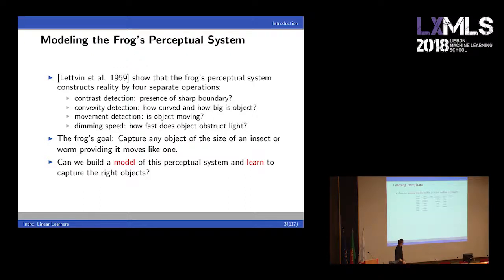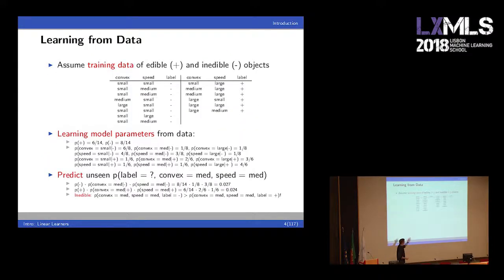Now if you look at this example I'm using here and the setup where you have training data that tell you those objects on the left side are inedible, label minus, and on the right side they are edible, label plus, and features. We are only using 2 features here, namely how big is the object and how fast is the object.